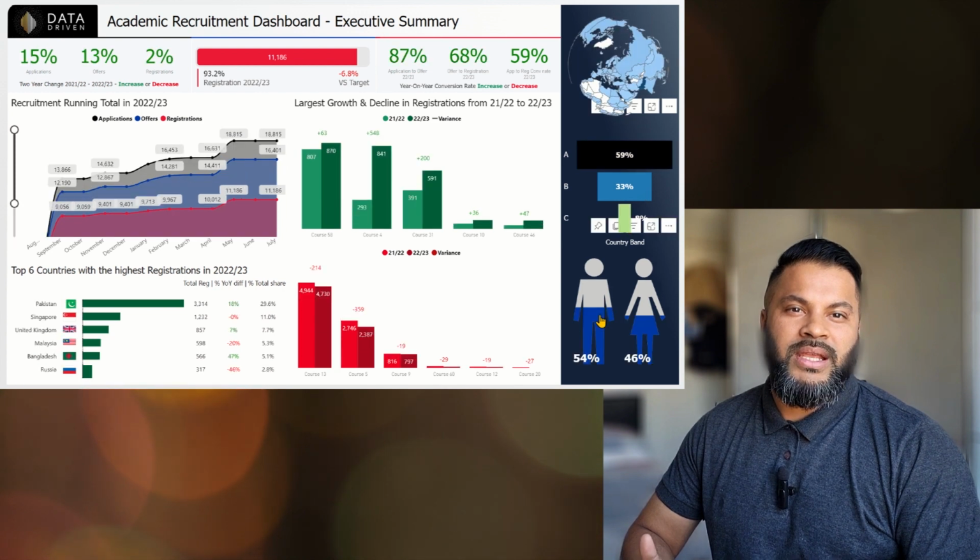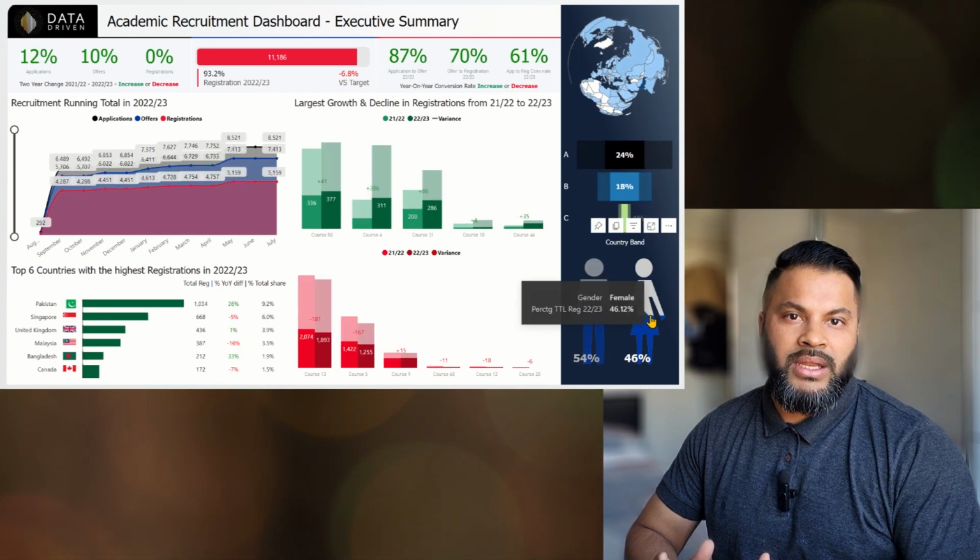These are just some of the key elements of what to consider when designing a dashboard.